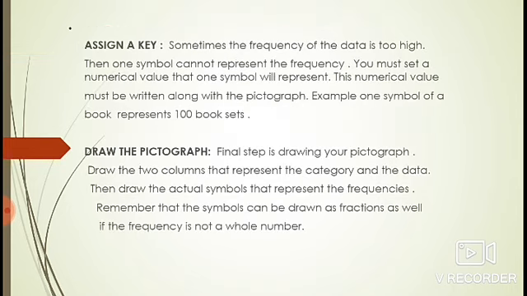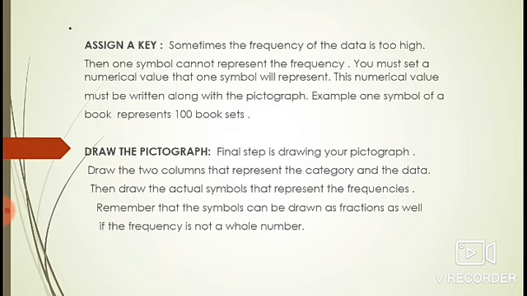Then assign a key. Sometimes the frequency of the data is too high, so one sample cannot represent the frequency. You must set a numerical value that one sample will represent. This numerical value must be written along with the pictograph. Example: one sample of a book represents 100 book sets.